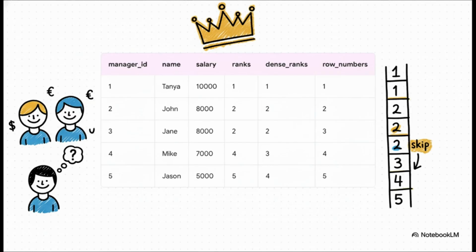Look at John and Jane. They have the same salary. Row number just doesn't care. It gives them unique numbers, 2 and 3. But look at rank and dense rank. They both give John and Jane the same rank, 2. But here's the crucial difference. After the tie, rank skips rank 3 and gives Mike rank 4. Dense rank, however, doesn't skip. It gives Mike the very next rank, which is 3. So remember, rank leaves gaps after ties, dense rank doesn't.